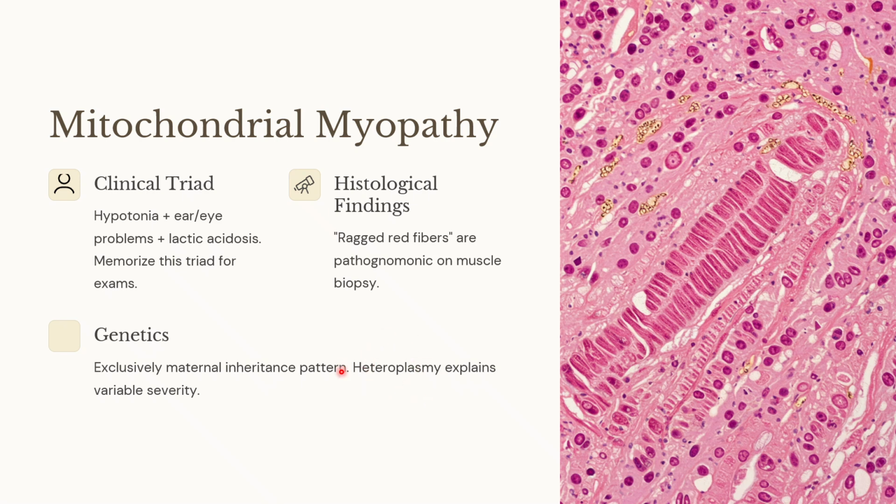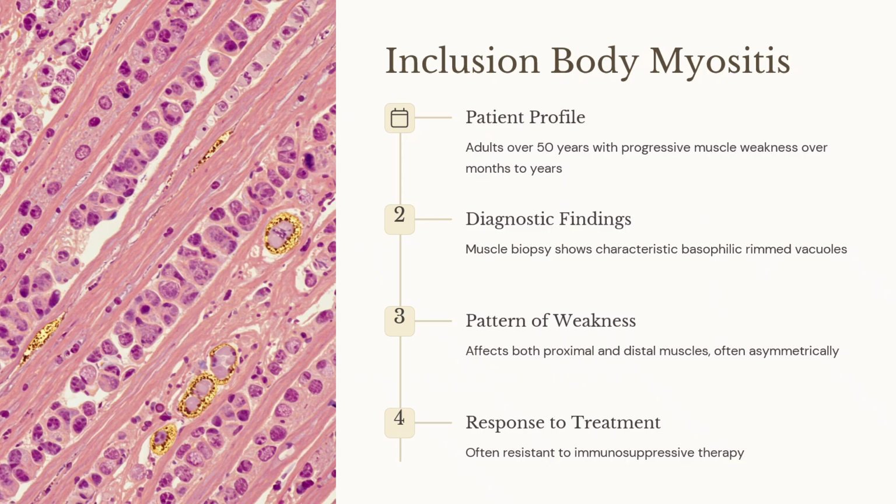Therefore, heteroplasmy will explain the variable severity. That means, depending on the mitochondria that is present in each ovum, the clinical triad or the severity can vary. Therefore, in mitochondrial myopathy, heteroplasmy is an important feature that one should remember.